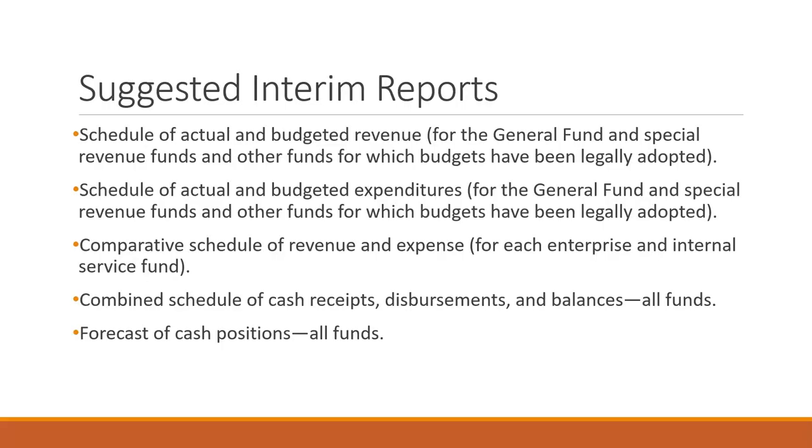So we can have a schedule of actual and budgeted revenue where we can check throughout the year where we are. Okay, so a schedule of actual and budgeted expenditures. Again, this we could do like a mid-year check or a quarterly check about where we are with our budget to actual expenses and what variations we have.